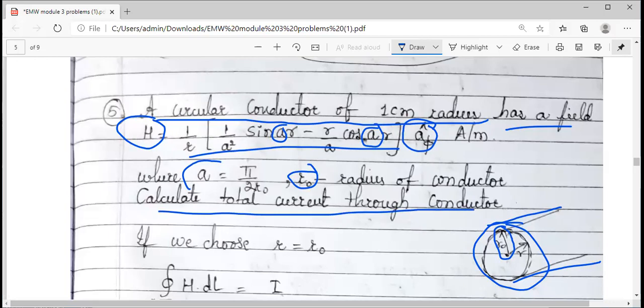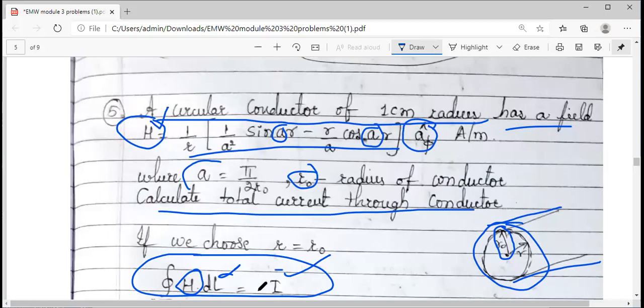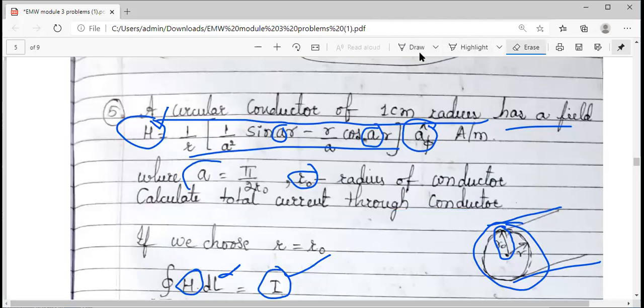So till now we have used the Ampere circuital law, wherein current was given to you, some dl was given to you, or you have found the different angles and you have found H. Now using Ampere's law, H is given in the question. You need to find what is current. Okay, so let us proceed.